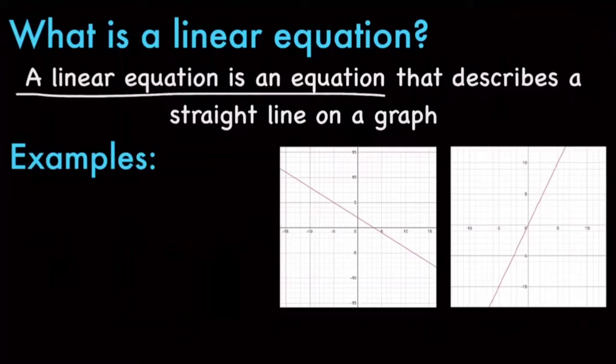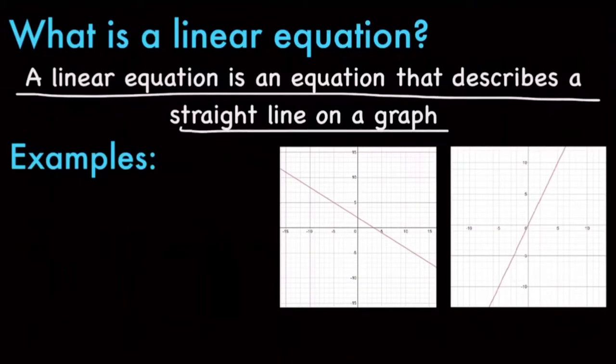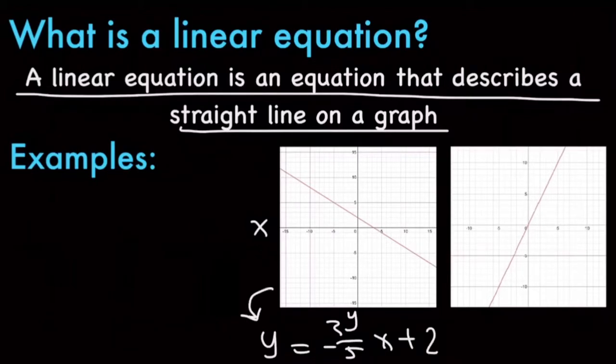A linear equation is an equation that describes a straight line on a graph. So these two graphs represent linear equations. We can even read the graphs and say, this is of course x and the horizontal is y. So we can say y equals -3 over 5x plus 2. This is the equation of this graph, while this one is y equals 2x.